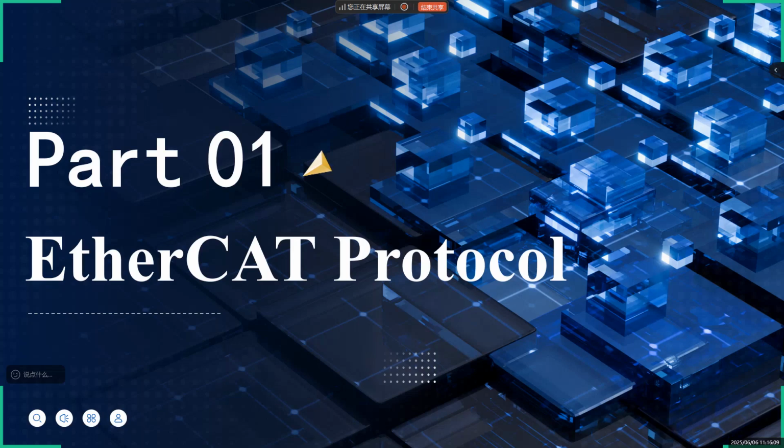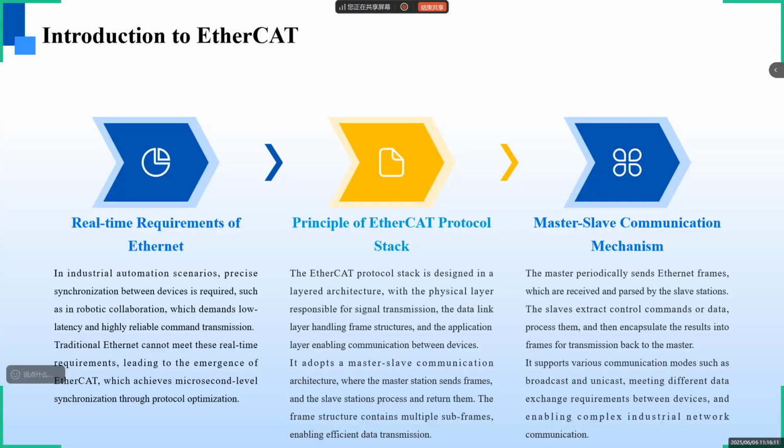First, let's take a look at the agreement between E and K. In industrial automation, precise synchronization between devices is often required, such as when robots work together. Traditional Ethernet has high latency and uncertainty, unable to meet the demands of these high real-time scenarios. Liu Zhibing's agreement was born to solve this problem.